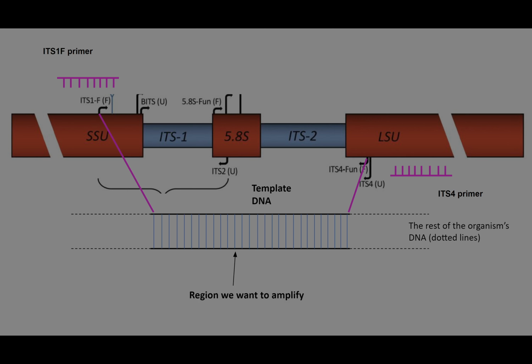So this is a schematic of the ribosomal ITS region, and so here we can kind of zoom in and see where the primers anneal. So this ITS1F primer, which has the forward arrow there, we have a primer that sticks there. The ITS4 primer goes in the opposite direction. We have a primer that sticks to the other strand, and then we amplify the region in the middle.